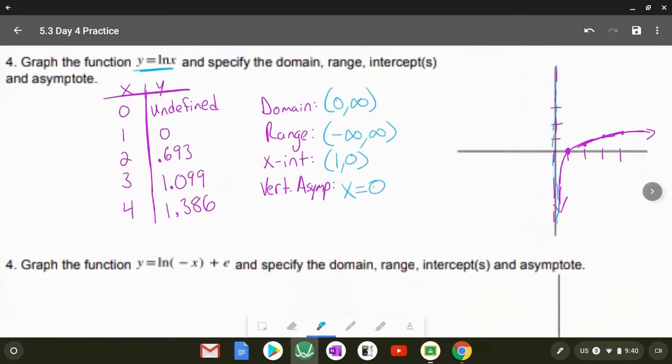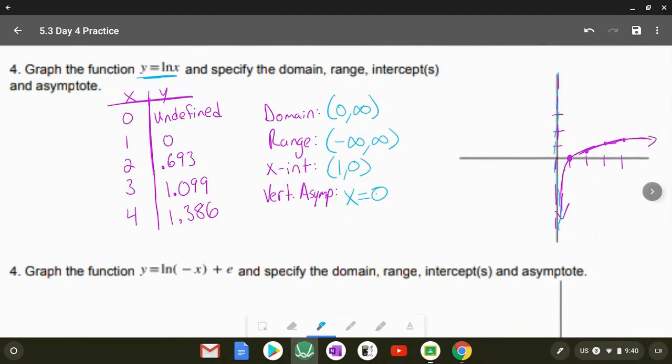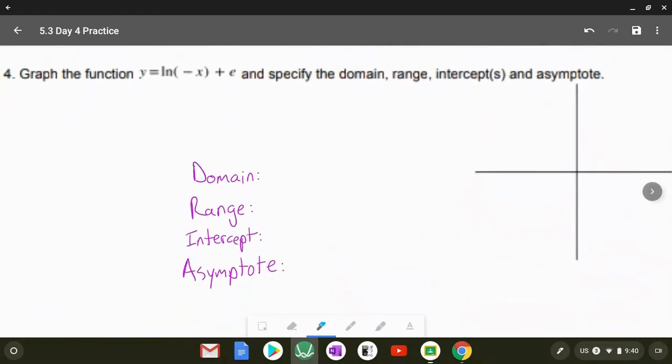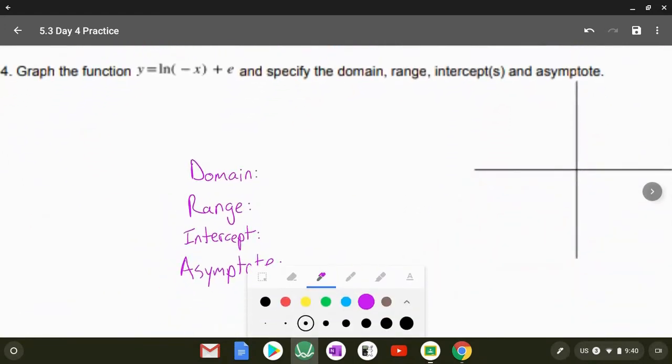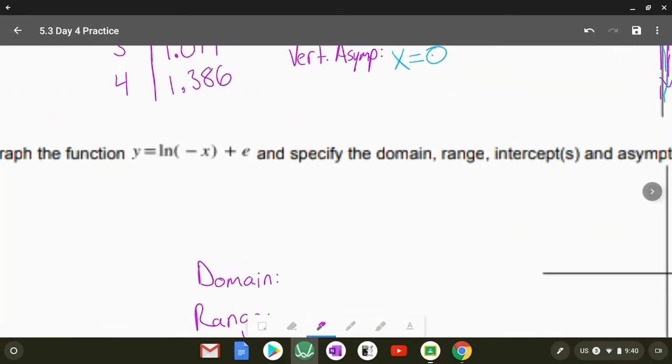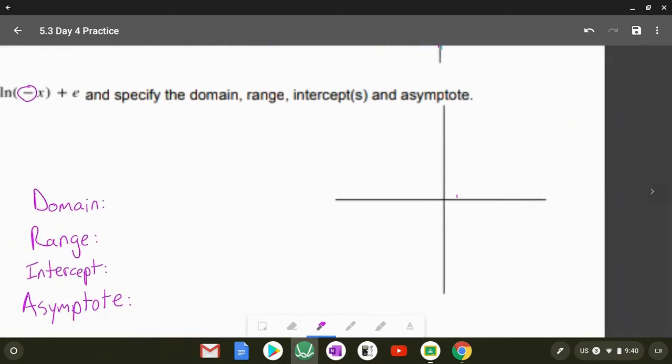For number 4, oh man, we got 2 number 4s. So next one, we'll call it 4b. We're going to graph y equals natural log of negative x plus e. So using that base function, we can graph a general sketch of what the base function looks like. So again, this is just natural log of x.